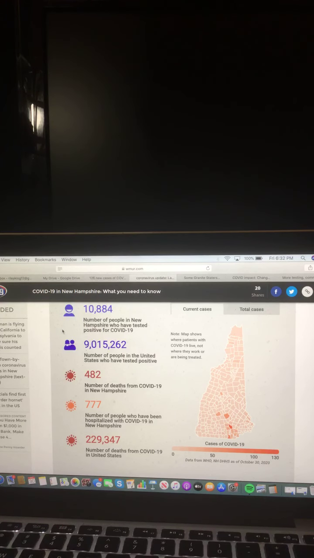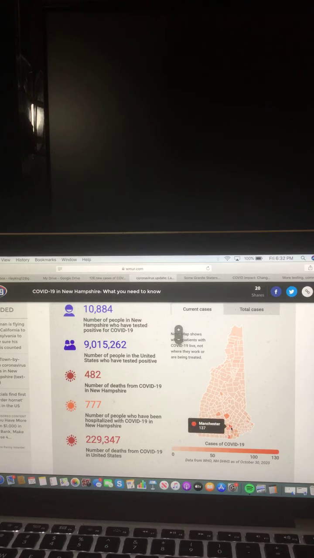There are 10,884 people in New Hampshire who have tested positive for COVID-19. 9,015,262 people in the United States have tested positive. 482 deaths from COVID-19 in New Hampshire. 777 people have been hospitalized with COVID-19 in New Hampshire. And 229,347 deaths from COVID-19 in the United States. And now let's take a look at this map of New Hampshire where current cases of COVID-19 are.